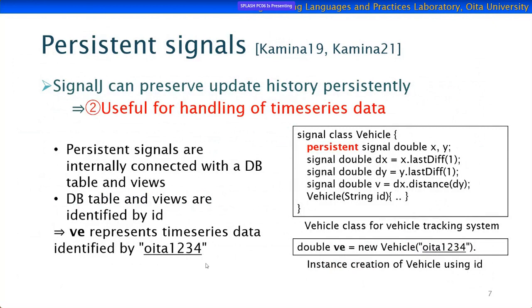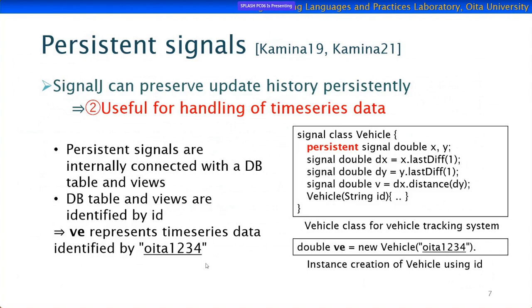SignalJ can preserve update history persistently. This feature is useful for handling of time series data. For example, here is a vehicle class for a vehicle tracking system. By the modifier persistent, the signals x and y are internally connected with a time series database.